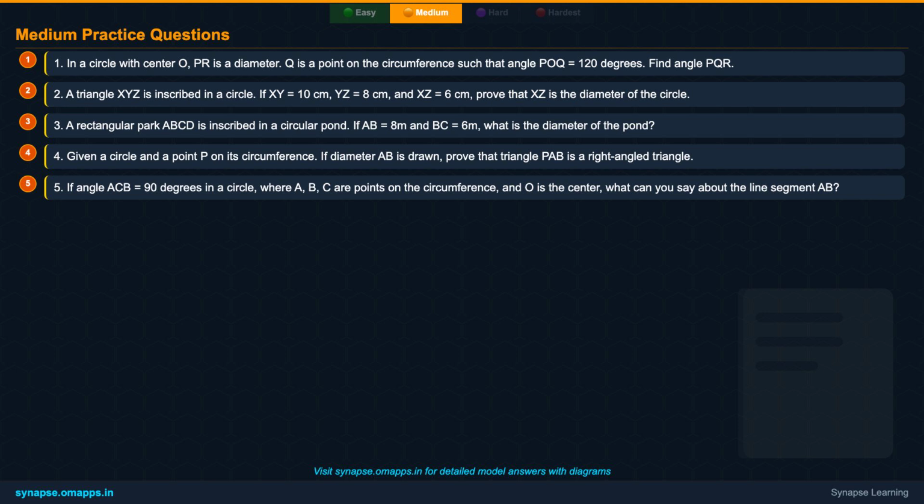These questions might require a little more thought, possibly combining the angle in a semicircle theorem with other basic geometric principles. For example, in question 1, consider how the 120-degree angle relates to the rest of the circle. In question 2, think about the Pythagorean theorem and its relation to right-angled triangles. Remember to draw diagrams if it helps visualize the problem. Take your time, apply what you've learned, and good luck.